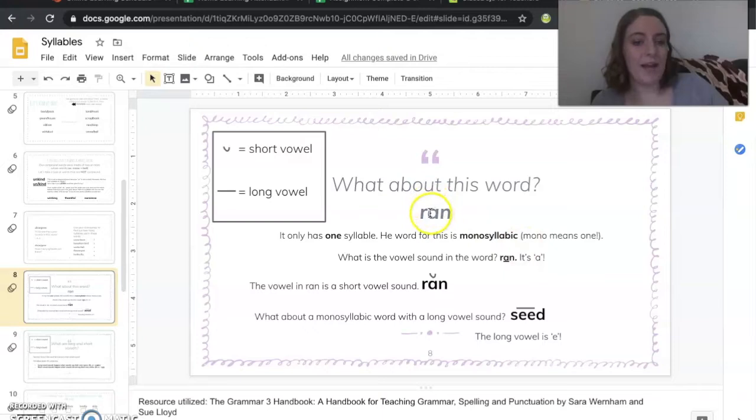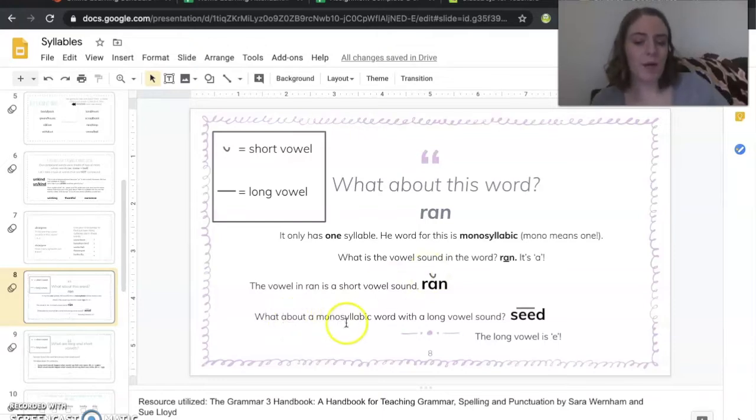So in this word we have one vowel, and our vowel sound is the A. But if I say ran, is it saying A or a short vowel sound? Let's listen to it. R, a, n. It's making a short vowel sound. So we can put that little upside down rainbow like we learned about yesterday in our vowel sounds lesson.